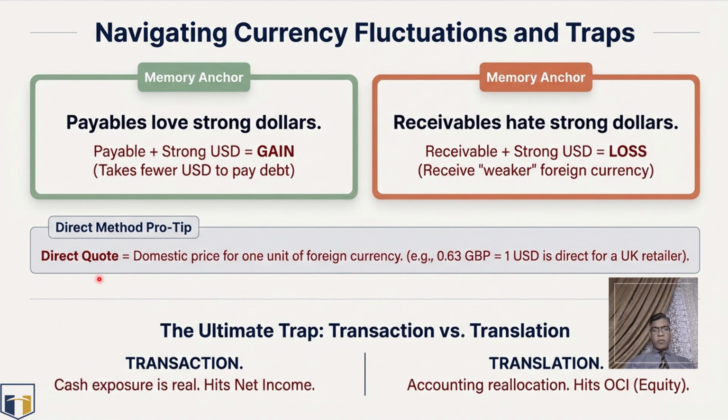There are two quotes, direct and indirect. So here is one direct, the other one will be indirect. The domestic price of 1 unit of foreign currency is a direct quote. And if you see the foreign currency price of 1 unit of domestic currency, that will be treated as indirect. And there is the ultimate distinction, transaction and translation. We are handling the transaction, not translation right now. So remember, foreign currency transaction always hits net income.